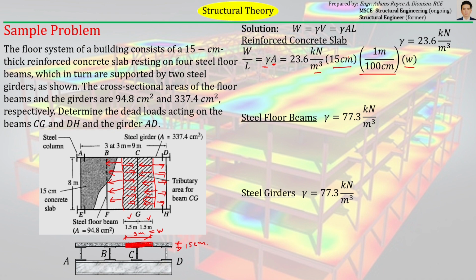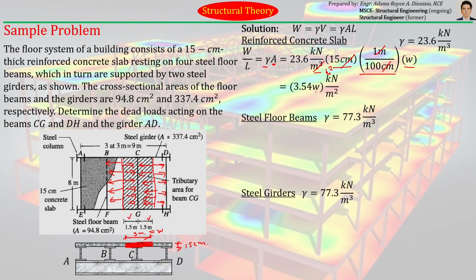And then, just do the numerical calculation. Cancel the centimeter. Cancel one meter. There will be meter squared left here. And then, the result will be equal to this: 3.54 W. So I just made it in terms of W for later computation.